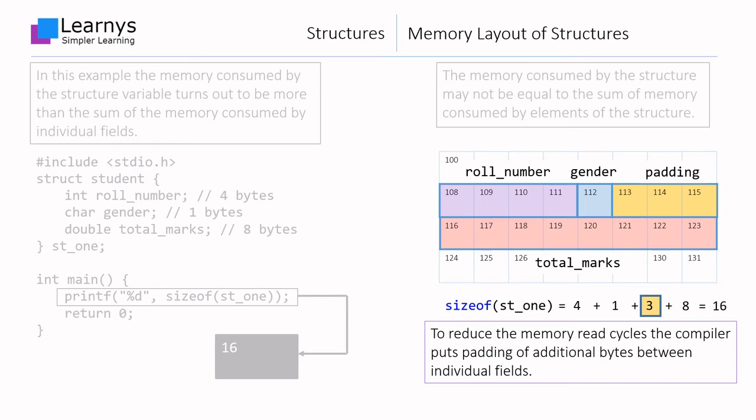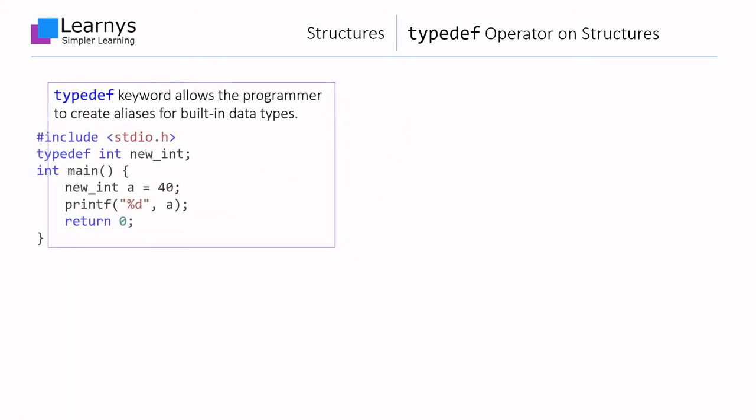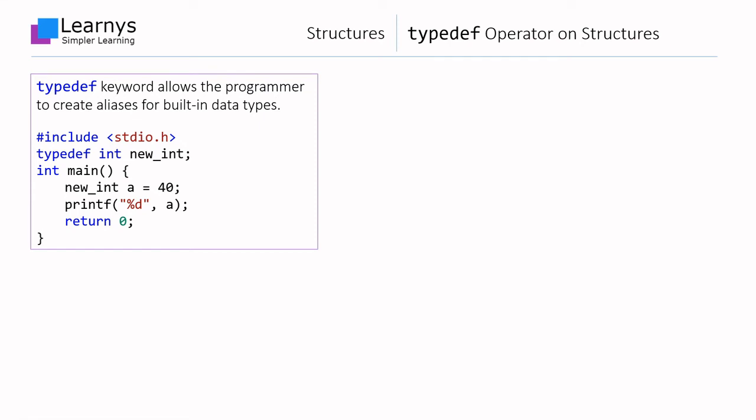We discussed typedef briefly in a previous video. The typedef keyword allows the programmer to create aliases for built-in data types. As can be seen from the example, using the typedef keyword, the built-in type int has been replaced with the identifier new int, and we define variable a as a new int data type.